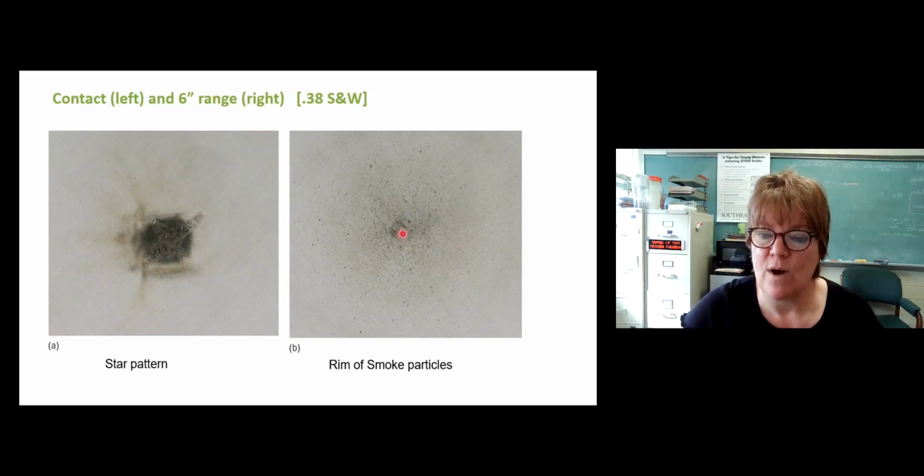This is slightly further away. Notice now I see more of this halo. See this little halo here? And I get a little bit of spatter. But this halo will not be present on the next ones.